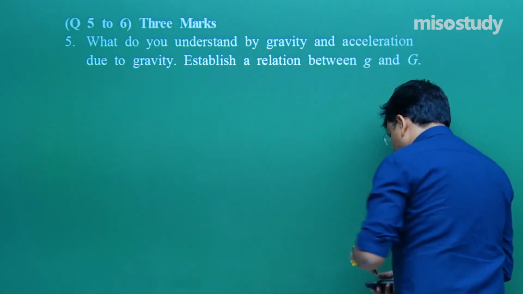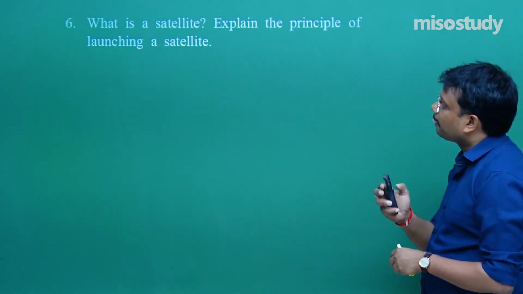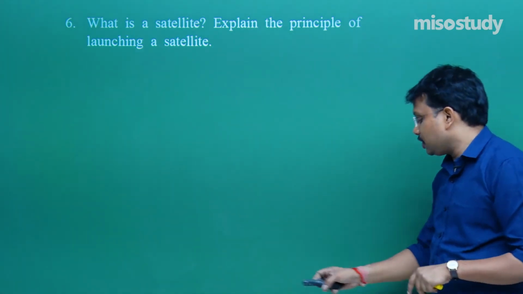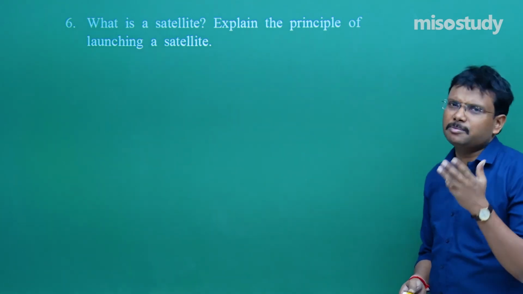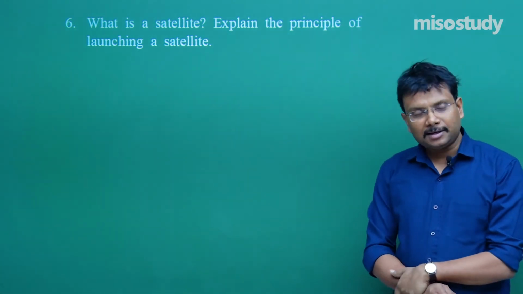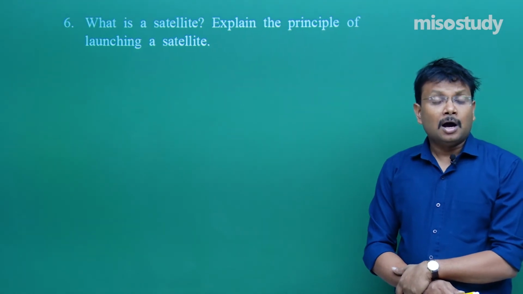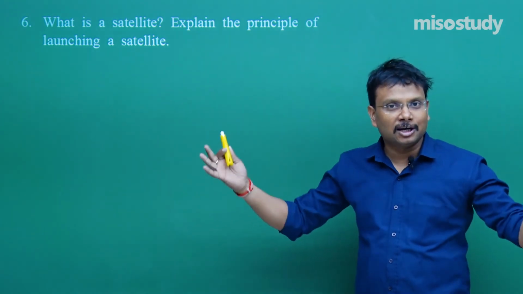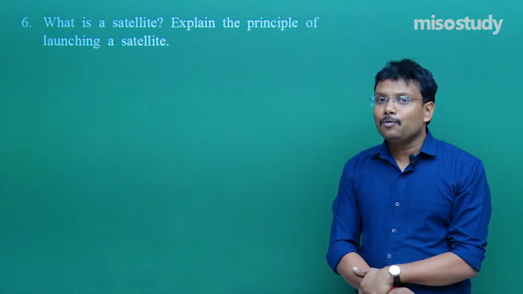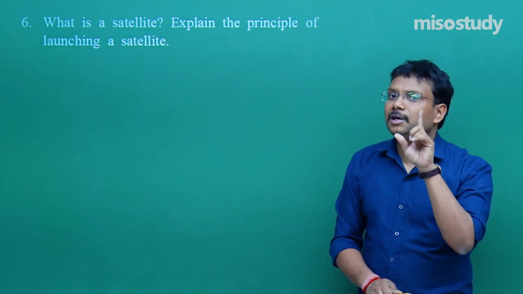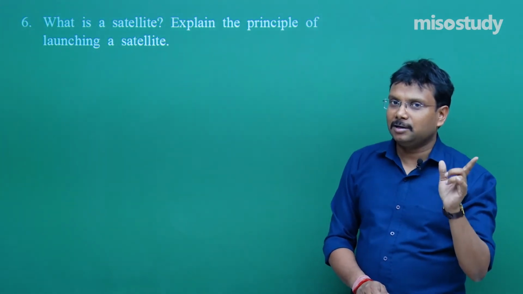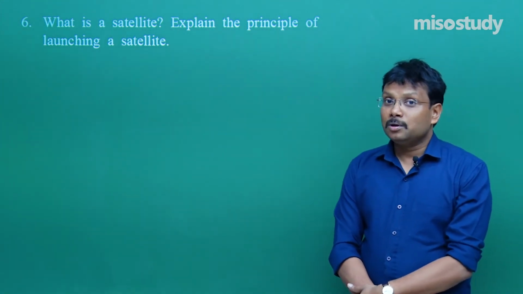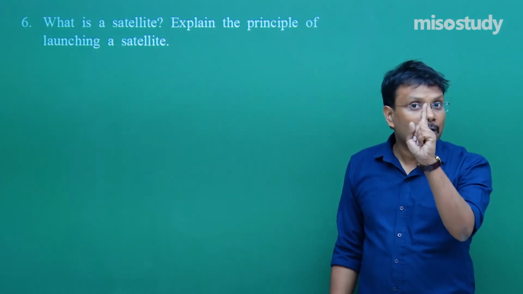Then comes question number 6. What is a satellite? Explain the principle of launching a satellite. Good. 3 marks, just mention 2-3 lines. What is a satellite? Any object revolving around a planet. I am not talking about Earth, it is a general term. Any object revolving around a planet because of the gravitational pull of that planet is defined as a satellite of that particular planet. Say for example, the moon is a natural satellite of Earth, only one.